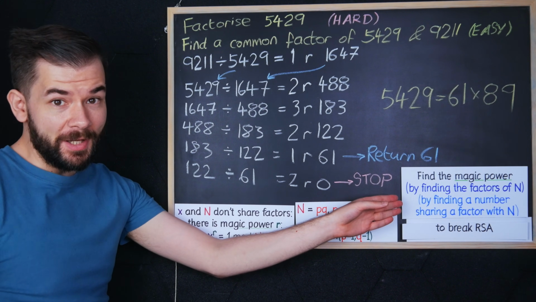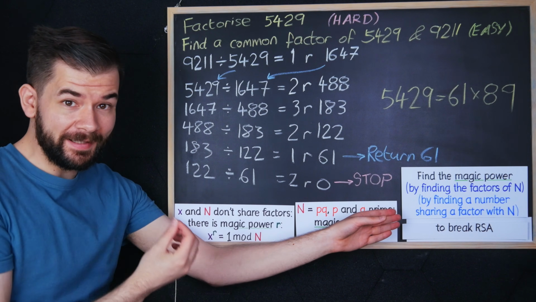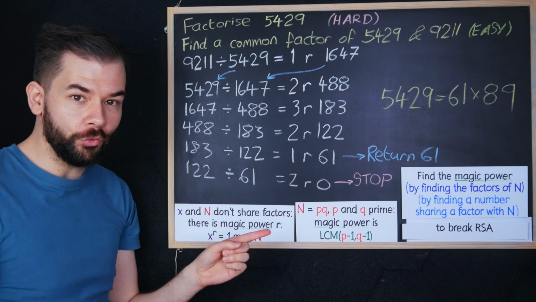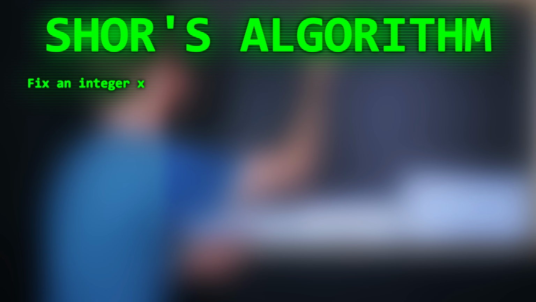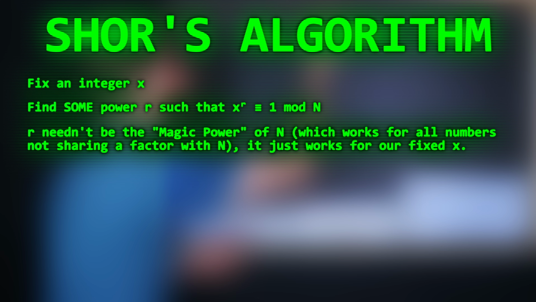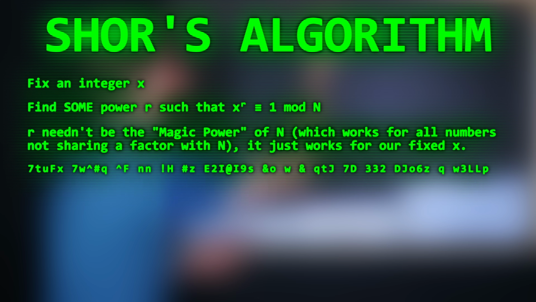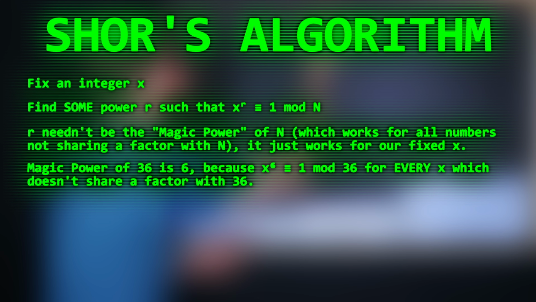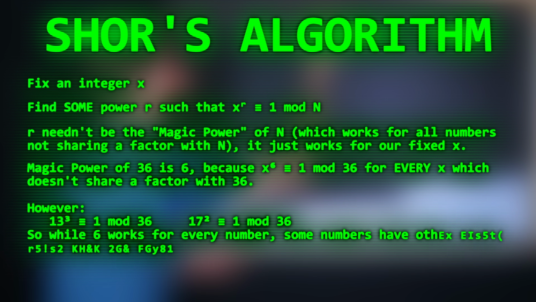So the strategy is now to find a second number with a common factor, and we do it with Shor's algorithm. Shor's algorithm works by choosing a specific number x, then finding a power r such that x to the r is 1 mod n. To be clear, this number r may not be the magic power of n. For example, earlier we saw that 36 has magic power 6, so x to the power 6 will be 1 mod 36 for every x. But for some numbers, different powers work as well.